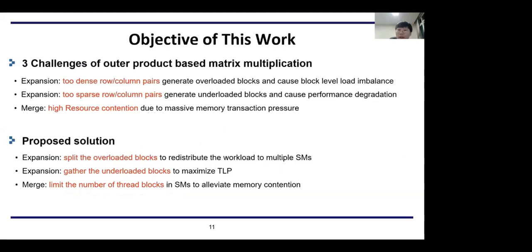In summary, we found three main problems of outer product-based sparse matrix multiplication. First, the overloaded blocks cause poor SM level load balancing. Second, two sparse matrices cause non-effective threads. Third, high resource contention during the merge phase degrades the overall performance.